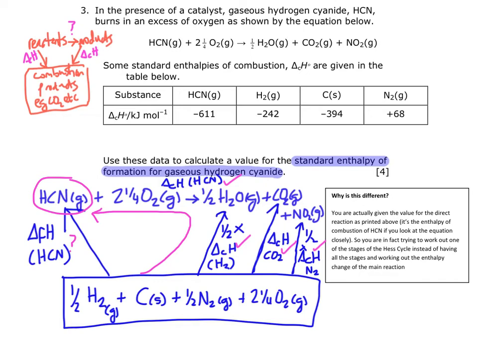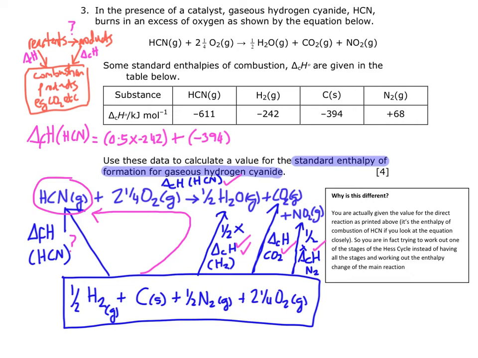We start by adding up all our delta CH's, and that should take us to HCN. So let's try that out. So we've got our hydrogen, half delta CH of hydrogen. Double tick that. And we've got the combustion of carbon as well.